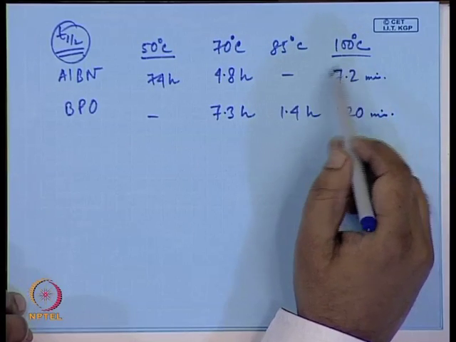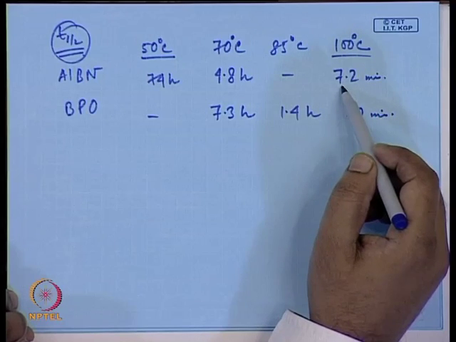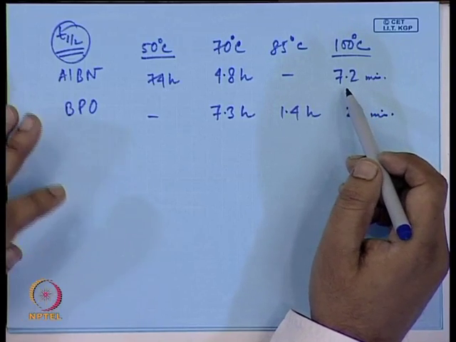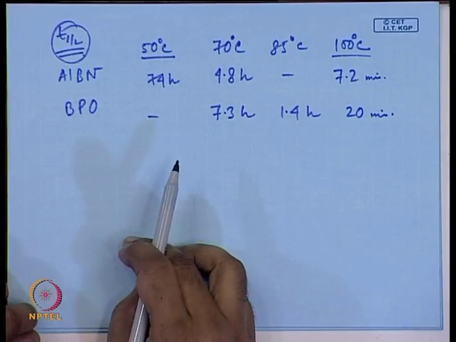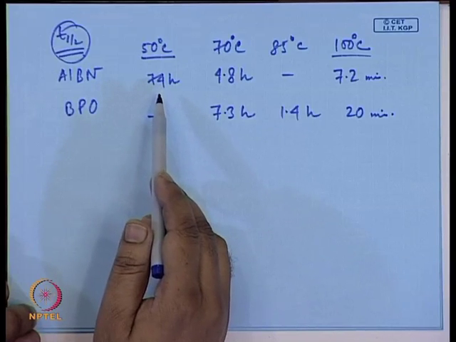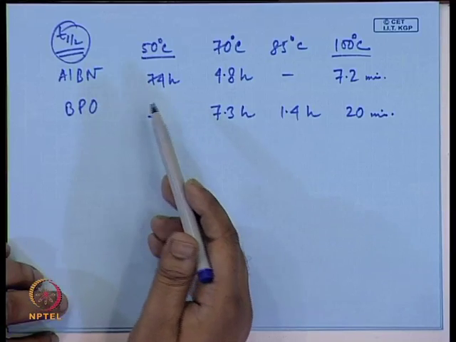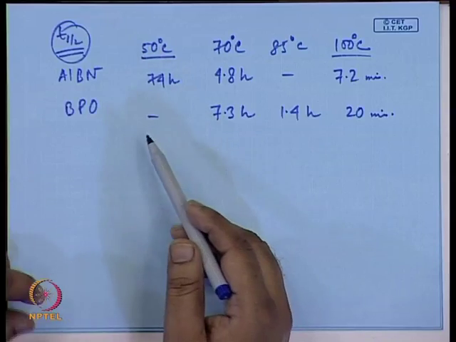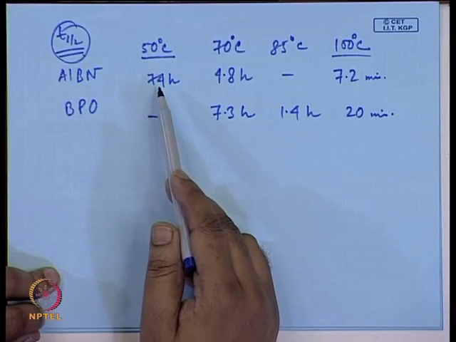That means, if you use AIBN as the initiator for a reaction which you are carrying out at 100 degree centigrade, then your reaction is very fast. At least half of the AIBN will be consumed in 7 minutes, so you can imagine your reaction is very fast. Whereas if you do it at 50 degree centigrade, then it takes 74 hours, almost 3 days, for half of the initiator to dissociate to form radicals.